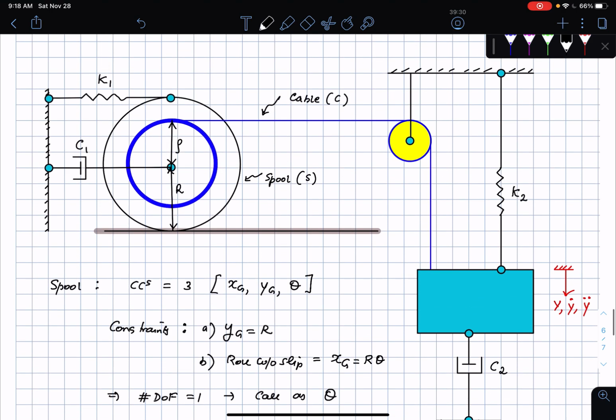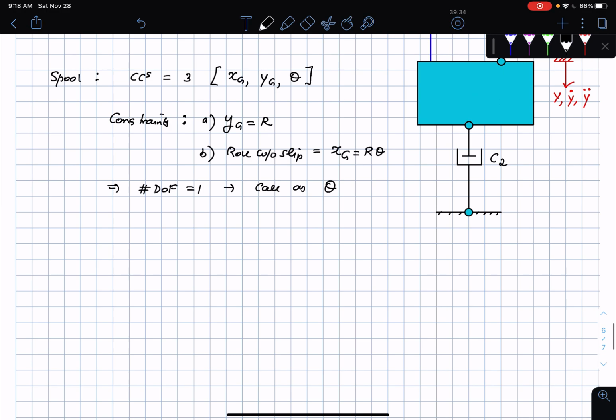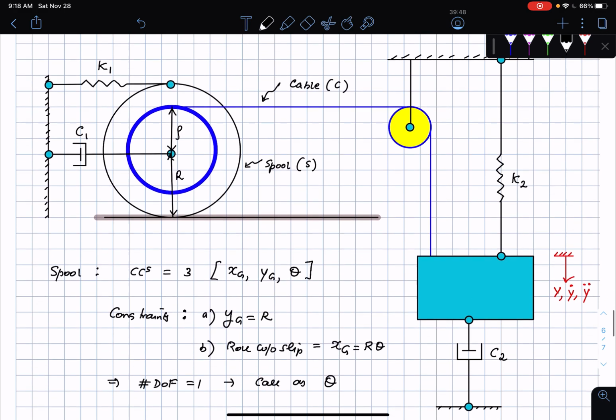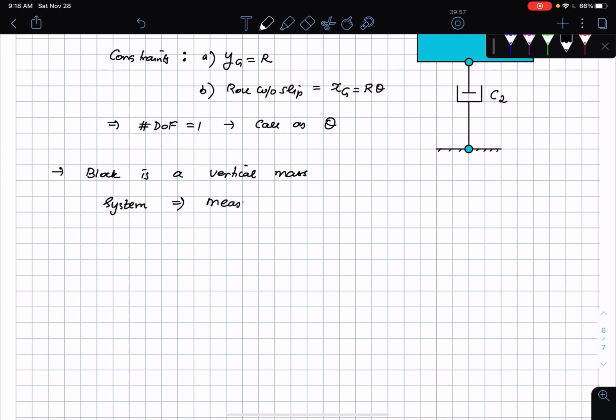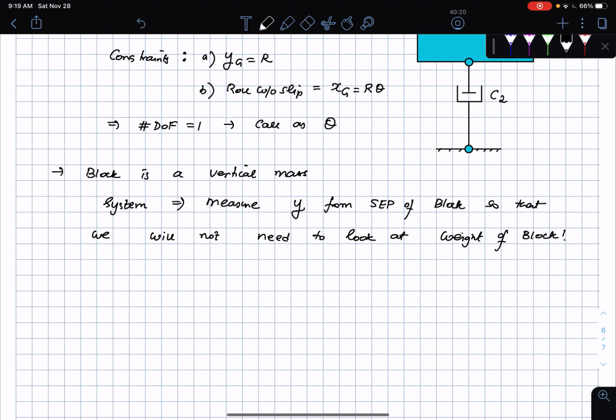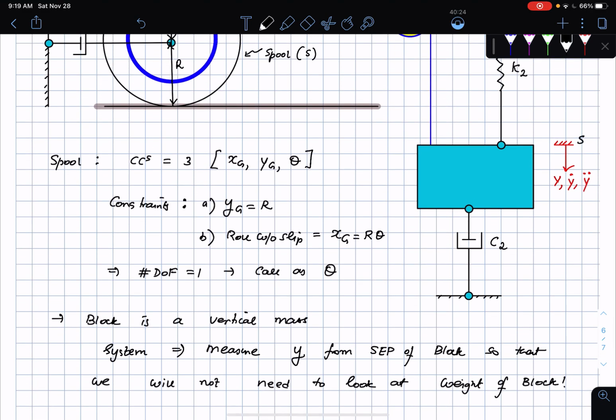And the important thing here is this. Now, the block is a vertical mass system, which means that we are going to measure this deflection y from the SEP, so that the gravity weight of the block is not going to be added onto this situation. Okay, so measure y from the SEP of the block, so that we will not need to look at the weight of the block. Okay, so that is an important thing, which means that this is SEP for the entire system.